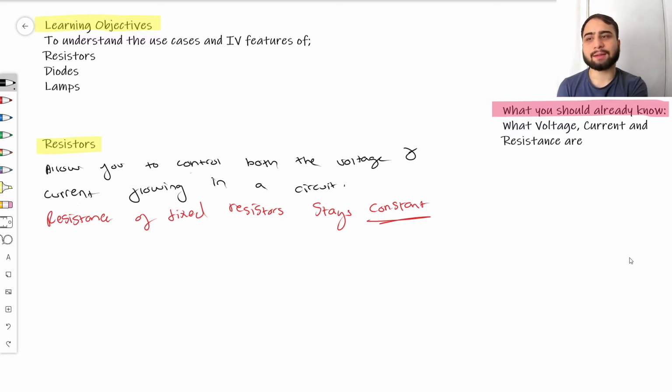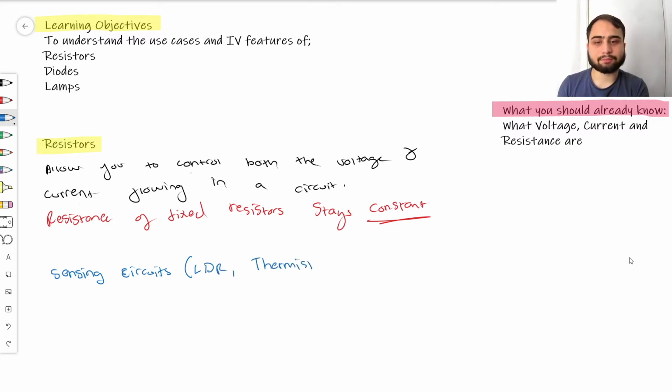Some examples of where resistors are used are in sensing circuits. I've covered those in later videos. Those include LDR circuits, so light dependent resistors, and thermistors. Resistors can also be used as switches in sensing circuits, or they can be used as potential dividers. This just means that they're able to split up potential difference, voltage, to different components, whatever way you'd like.